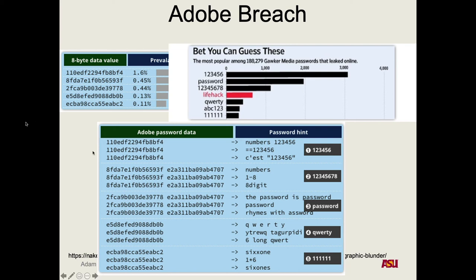We can look at other ones. So this next one, which was this 8FDA, is 123456789. We can see some people, the third most frequent one, which is this one, the password is "password." This other one, E5D8, is QWERTY, and it looks like from this example that their system didn't allow you to put the password hint as the actual password.